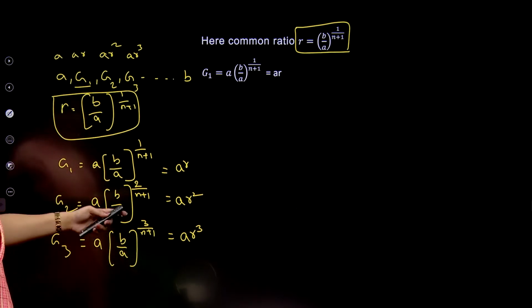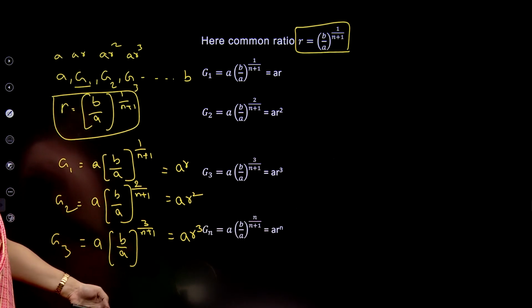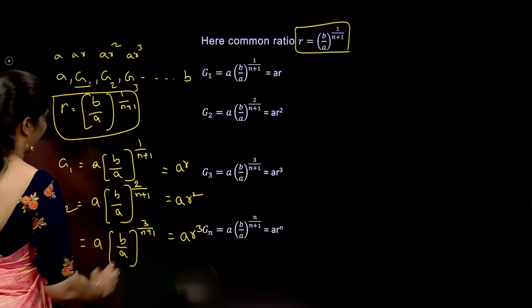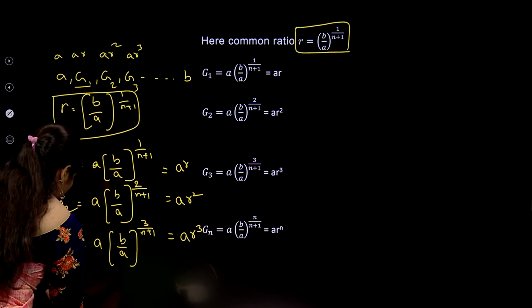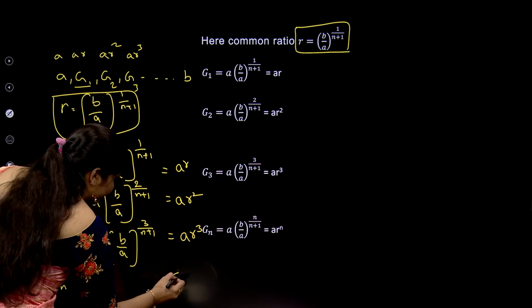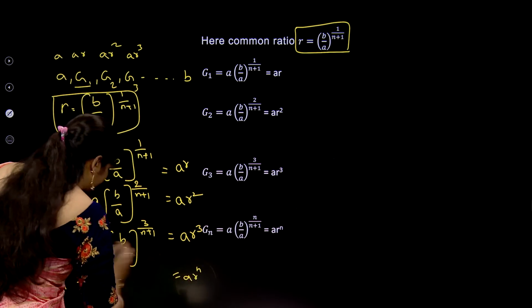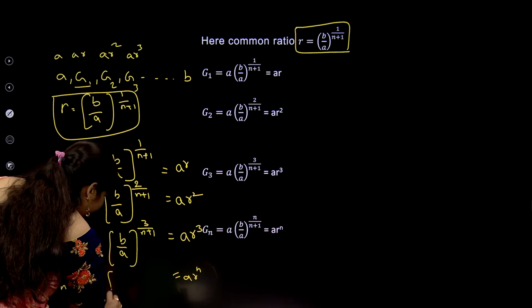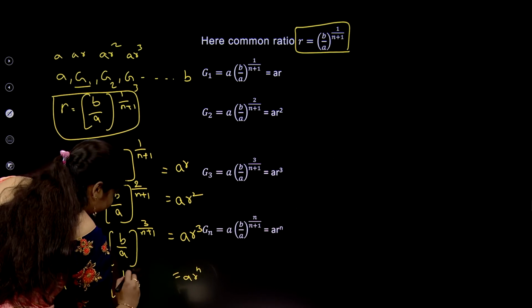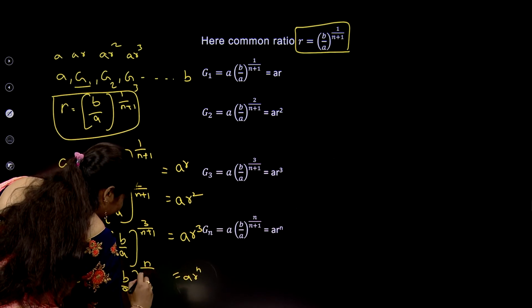This is G3. In the same way, the last term is AR power n. Gn equals AR power n. The last term, AR power n, can be written as A into (B by A) power n by n plus 1.